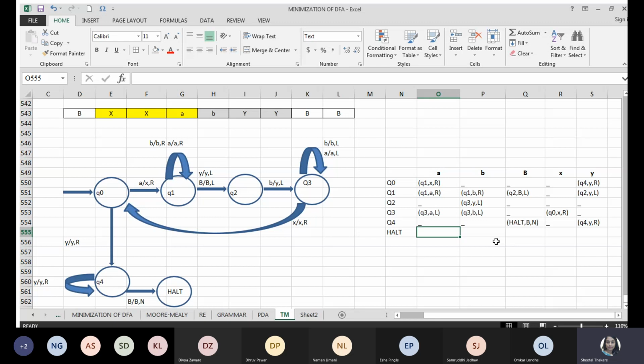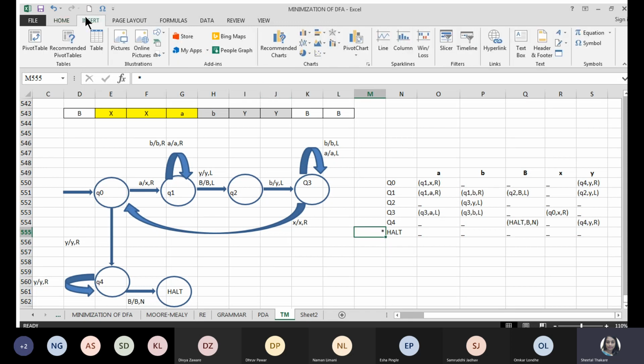Halt, say there is no outgoing arrow. You will find dash in all the cells. So this will be the required transition table wherein you are supposed to mark that this is your final state and this one's your initial state.